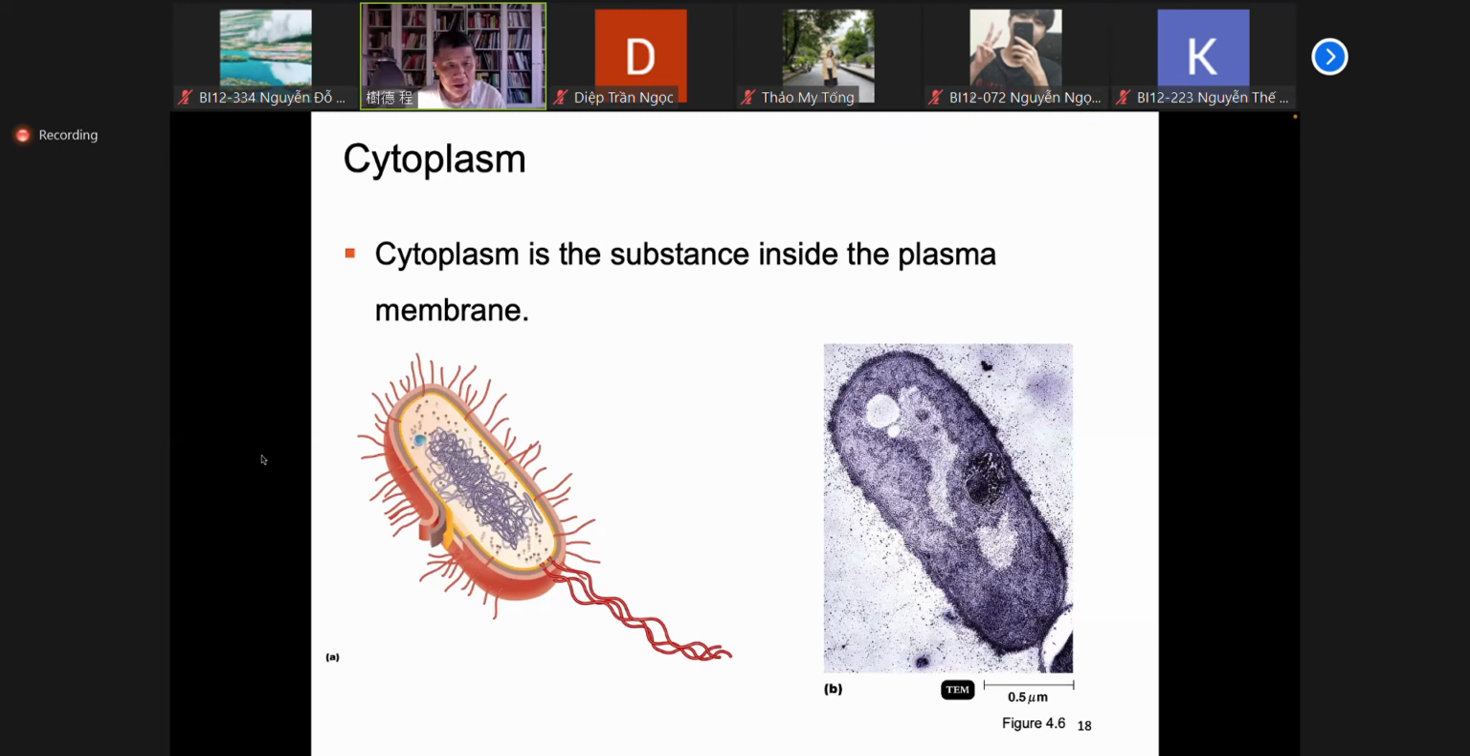So this is called the nucleoid. In the electron micrograph, we can see this light-colored region. We call it the nucleoid. Okay, and then besides these nucleoids, we have some tiny particles. So these tiny particles are the ribosomes.